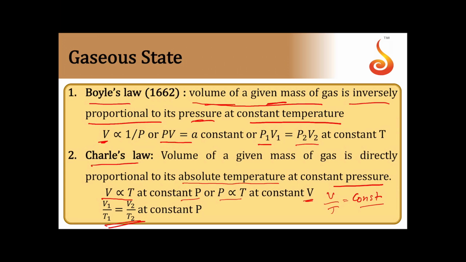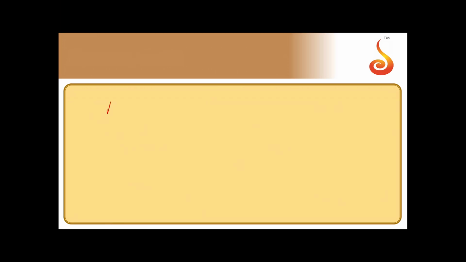So for Boyle's law, the formula we use is P1 V1 is equal to P2 V2, and for Charles' law we use V1 by T1 is equal to V2 by T2 while doing numericals.